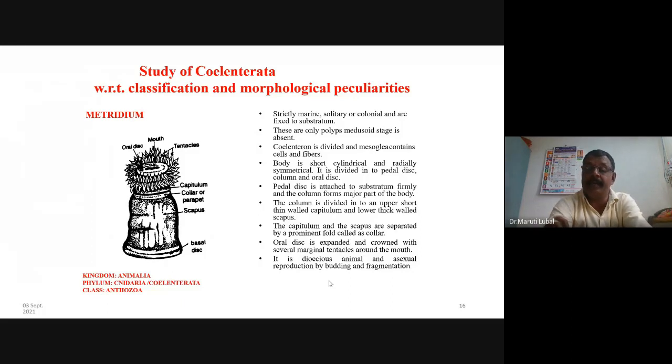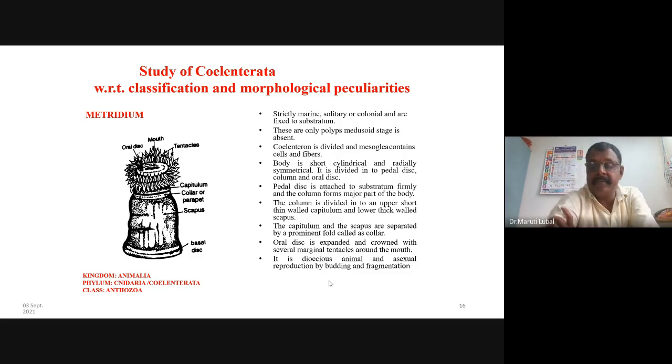It is divided into pedal disc, column, and the oral disc. The pedal disc is attached to the substratum firmly, and the column forms a major part of the body. The column of Metridium is divided into an upper short thin-walled capitulum and lower thick-walled scapus. The capitulum and the scapus are separated by the prominent fold. That fold is called the collar. The oral disc is expanded and crowned with several marginal tentacles around the mouth.